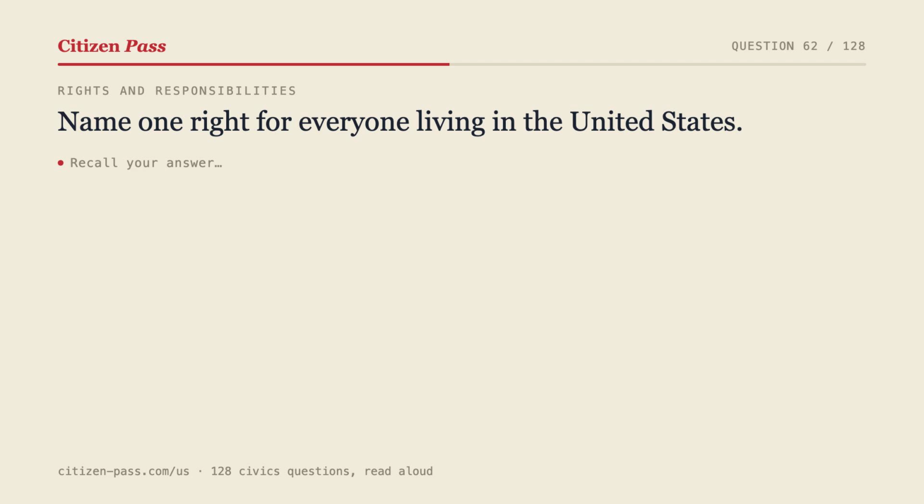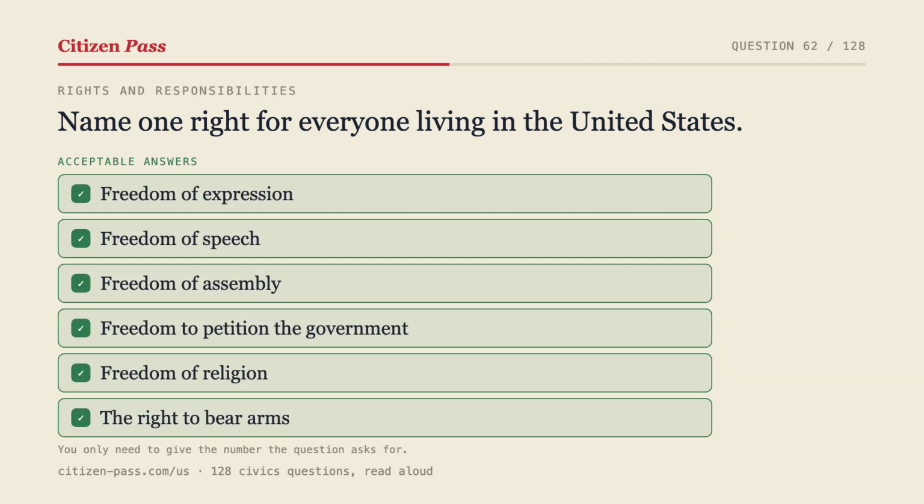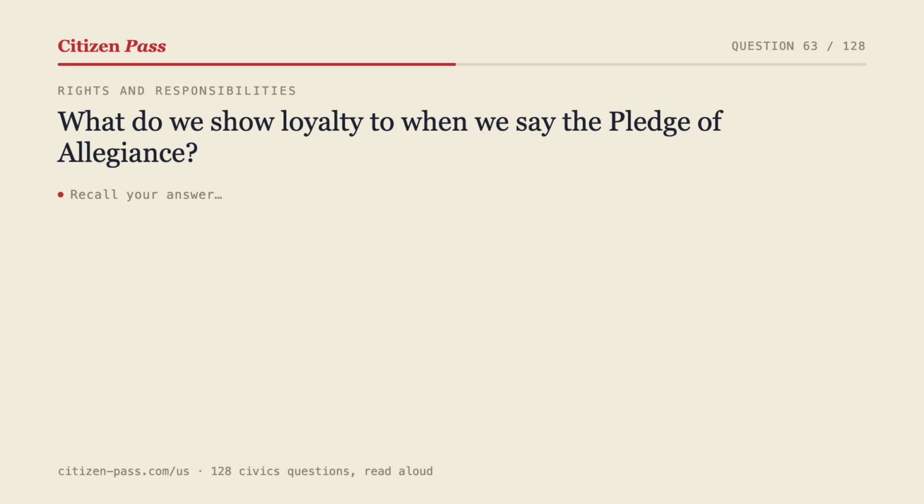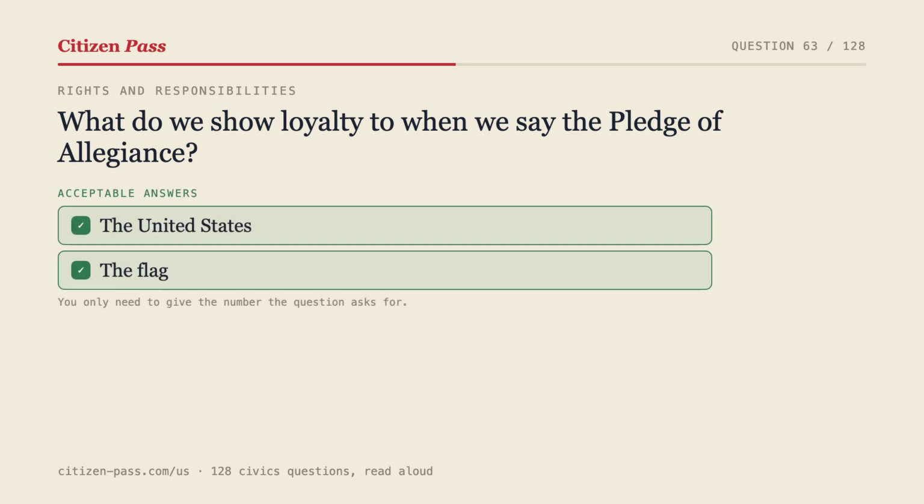Name 1 right for everyone living in the United States. Acceptable answers include freedom of expression, freedom of speech, freedom of assembly, freedom to petition the government, or freedom of religion. What do we show loyalty to when we say the Pledge of Allegiance? Acceptable answers include the United States or the flag.